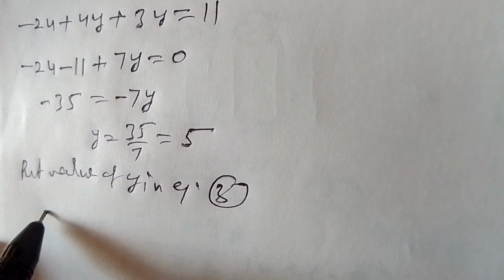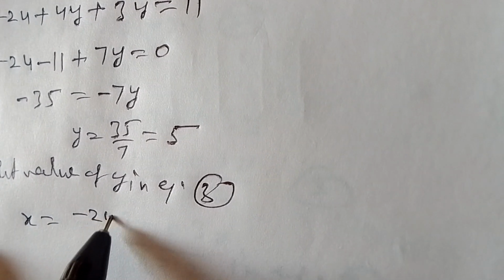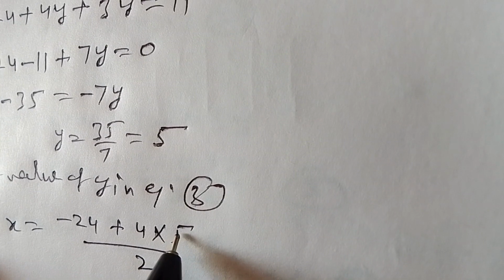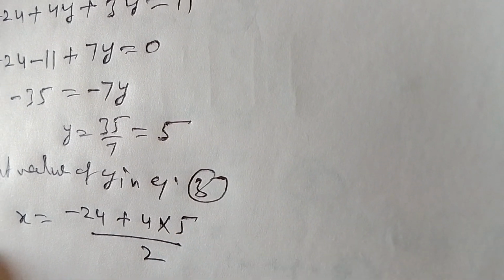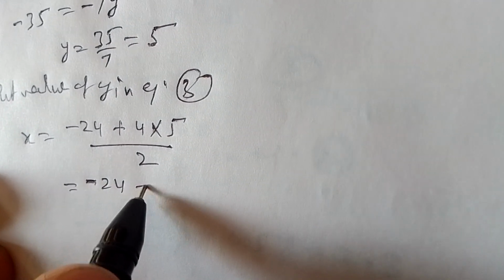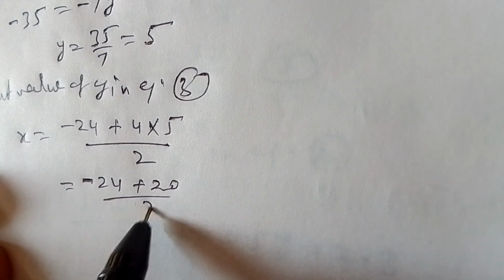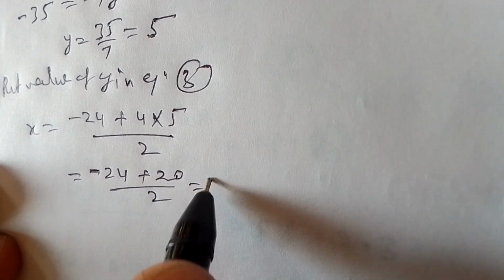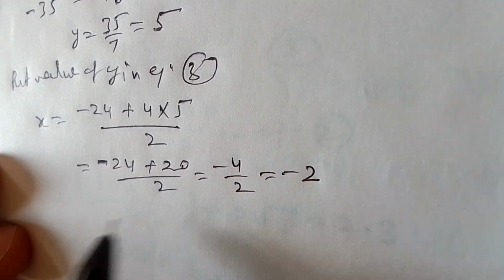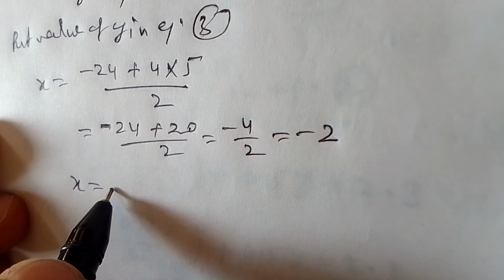We get x is equal to (minus 24 plus 4 multiplied by 5) divided by 2, because the y value is 5. So it becomes (minus 24 plus 20) divided by 2, it becomes minus 4 divided by 2. Cancelling, it comes out to be minus 2. So x comes out to be minus 2.